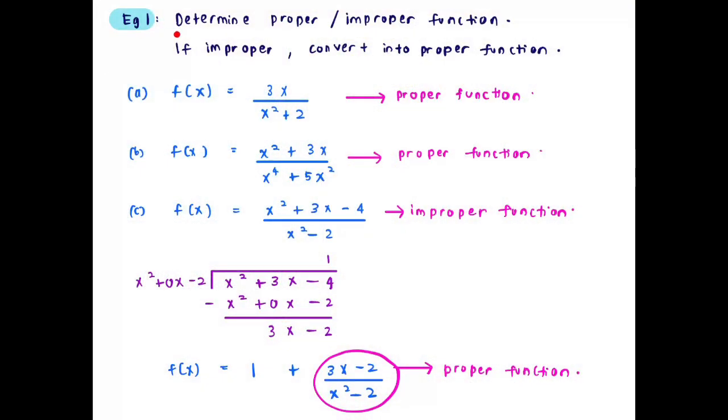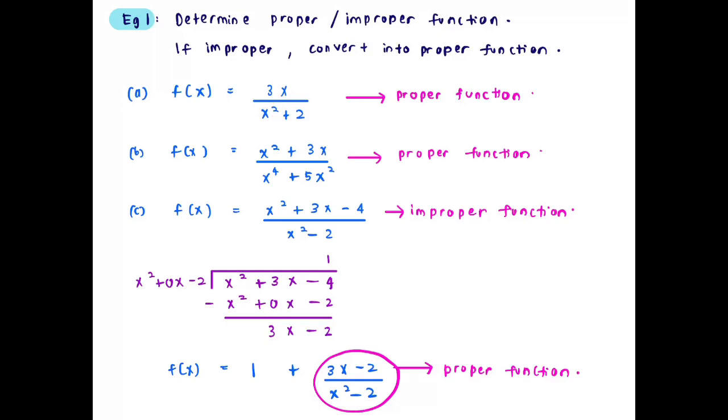Let's see example 1. Determine whether the function is proper or improper. Then if it is improper, convert it into a proper function. So let's see the first one. This is proper because the numerator is power of 1 and the denominator is power of 2. Alright, so the power of the numerator is smaller than the denominator.